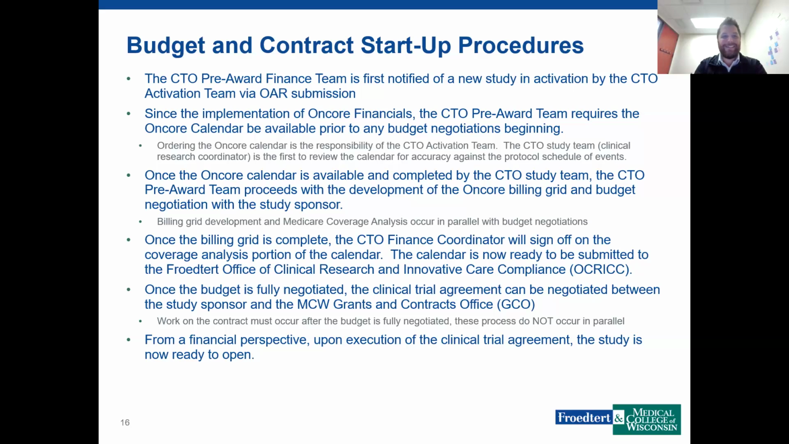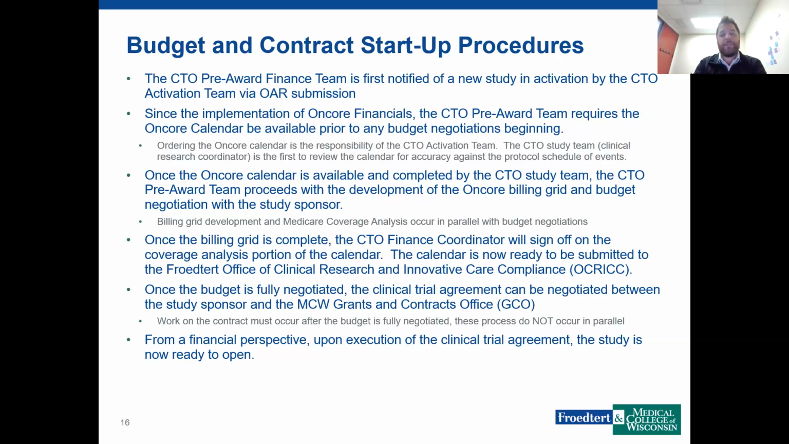So the next group is our budget and contract. So their startup procedures are a little more in-depth, I think. At least we work much more closely in alignment with our budget and contract than with our reg group. But just to get into it a little bit here, so the CTO pre-award finance team is first notified of a new study similar to the regulatory team. That is the submission to OAR.